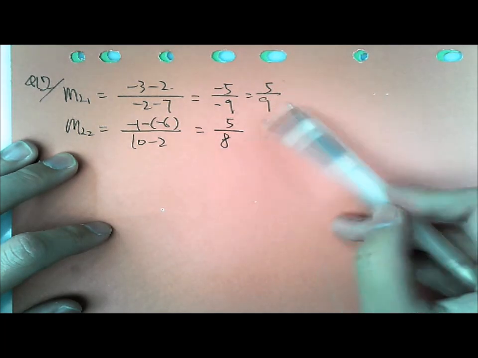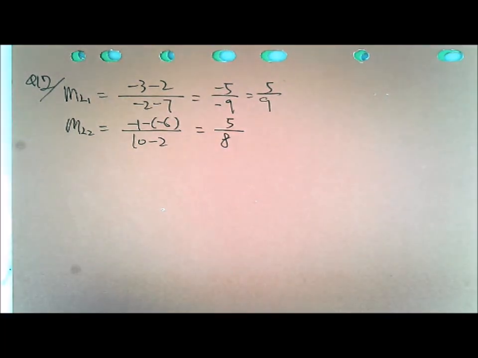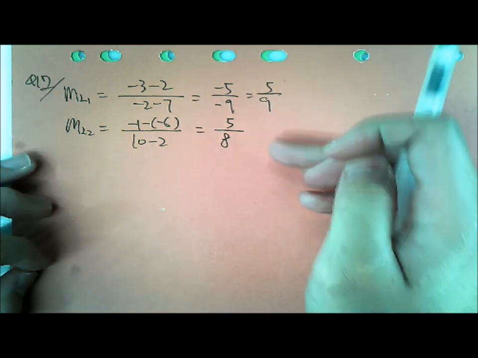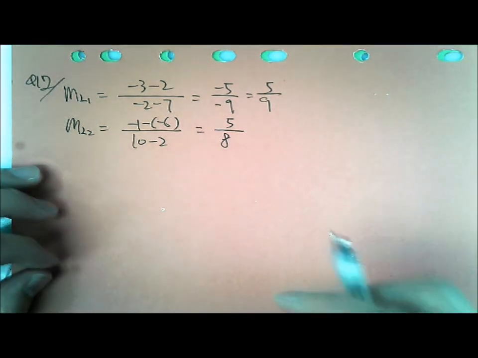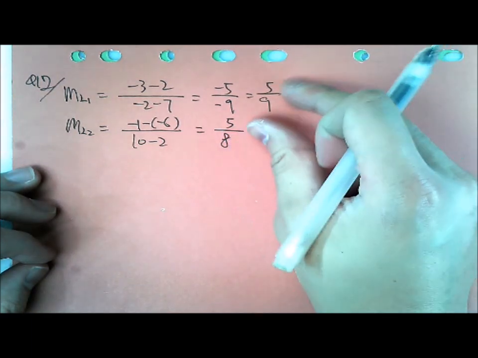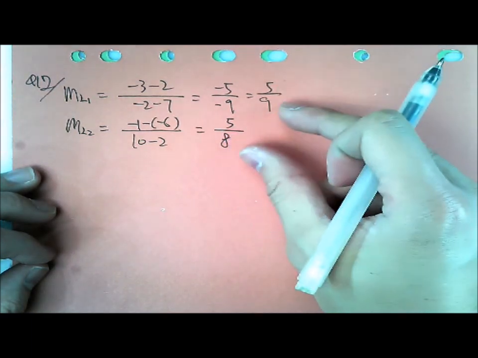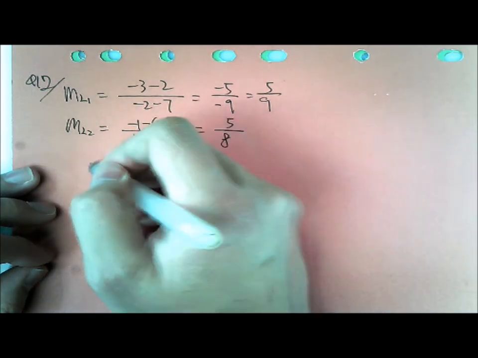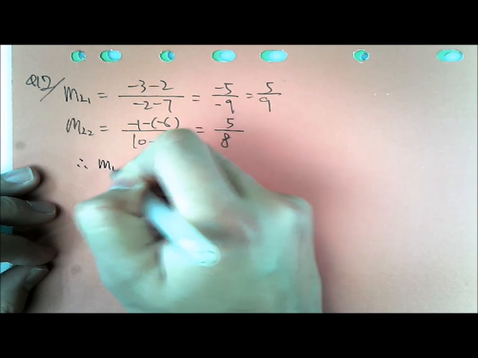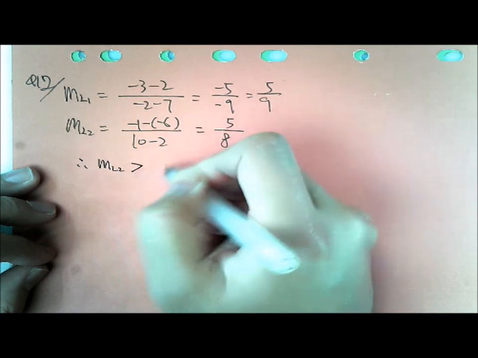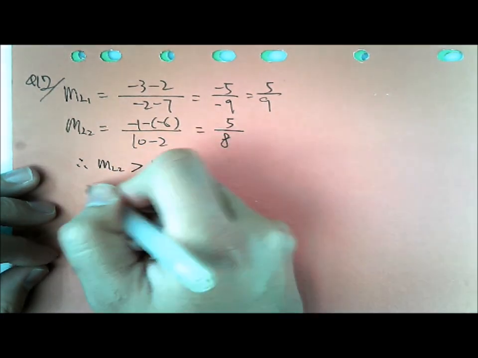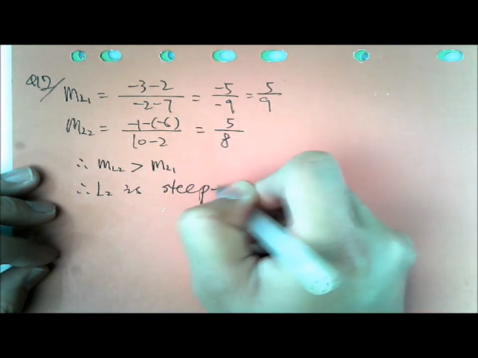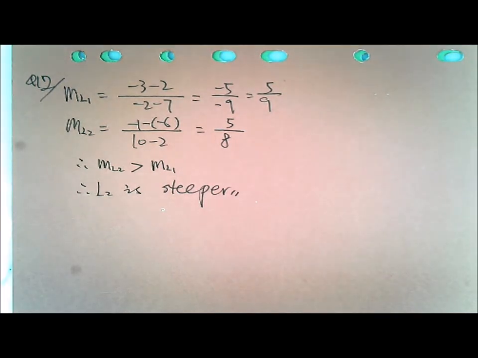So these two slopes are not the same, but it's just asking which one is steeper, okay? So look at these two numbers, which one is larger? Because their numerators are the same, whose denominator is smaller will be larger, understand? So here we have ML2 larger than ML1, okay? So L2 is steeper. Understand?